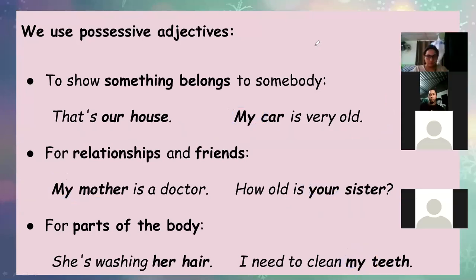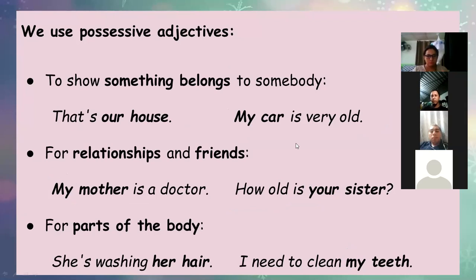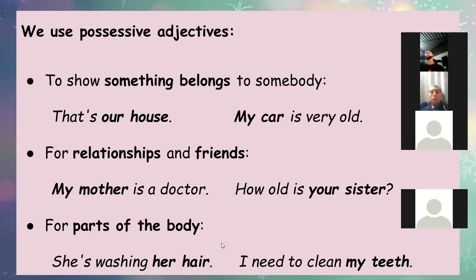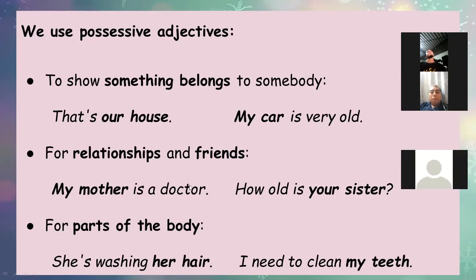That's why I asked you at the beginning about objects. Oh, what are the objects? Which words refer to objects? Because we're talking about possessions. But not only objects, but also relationships and also parts of the body. In those cases, we're going to use possessive adjectives. My husband, my boyfriend, your family, your boss, relationships and friends.